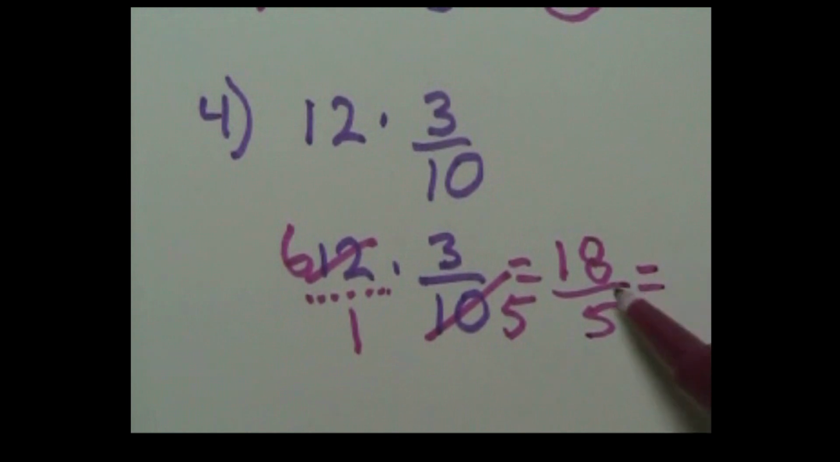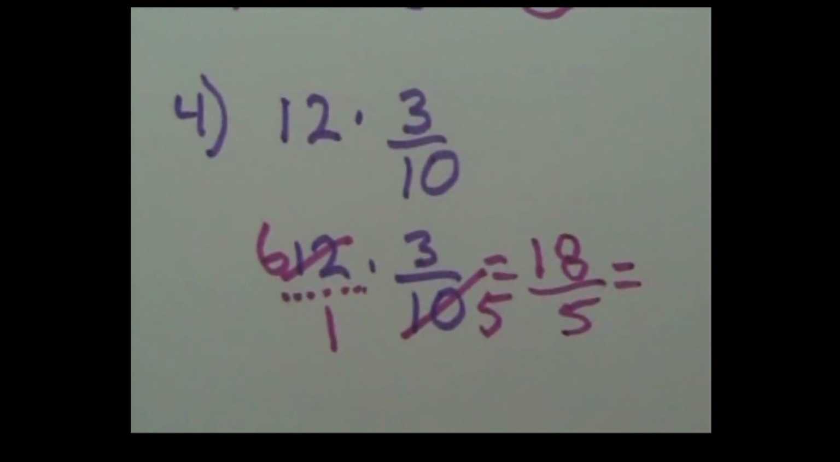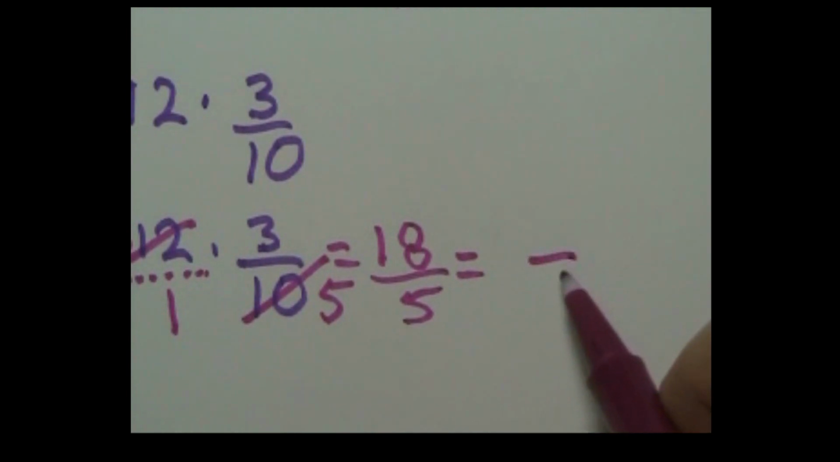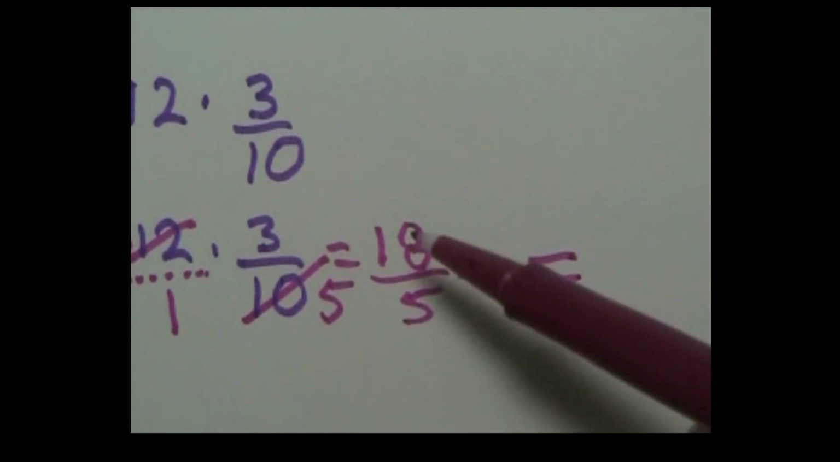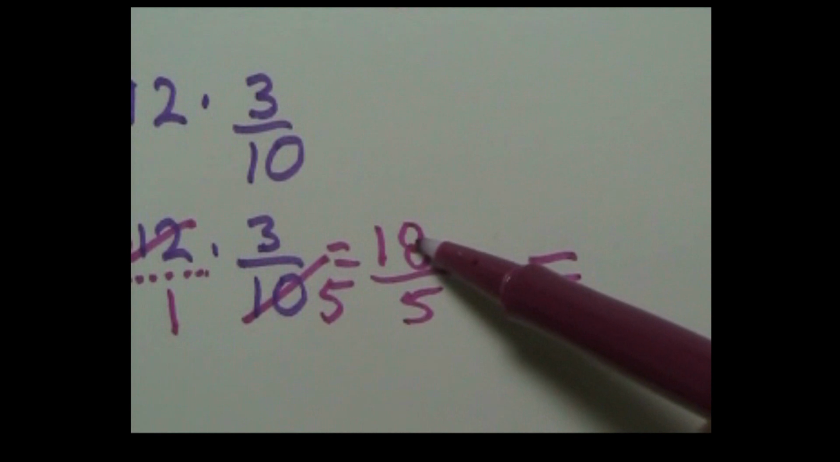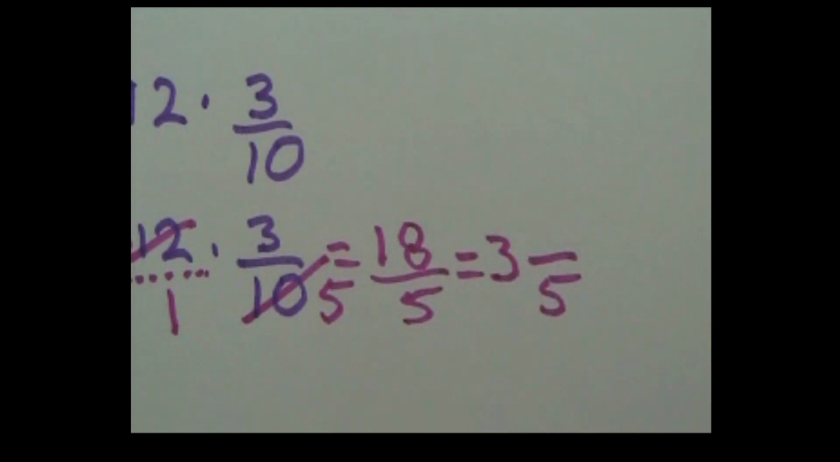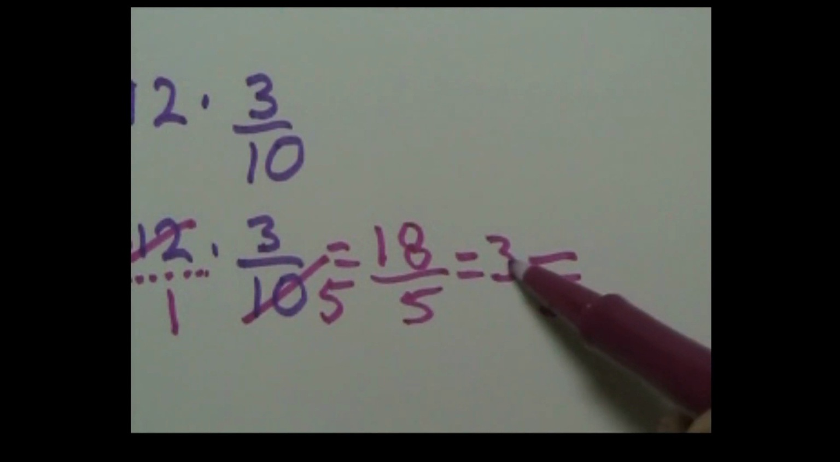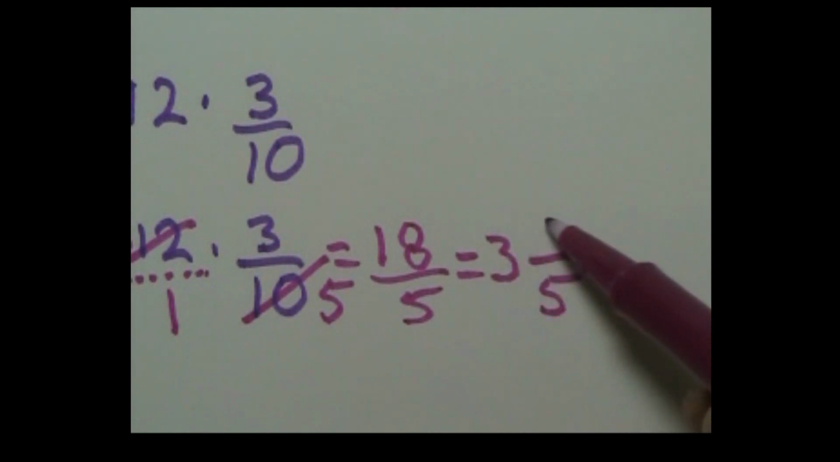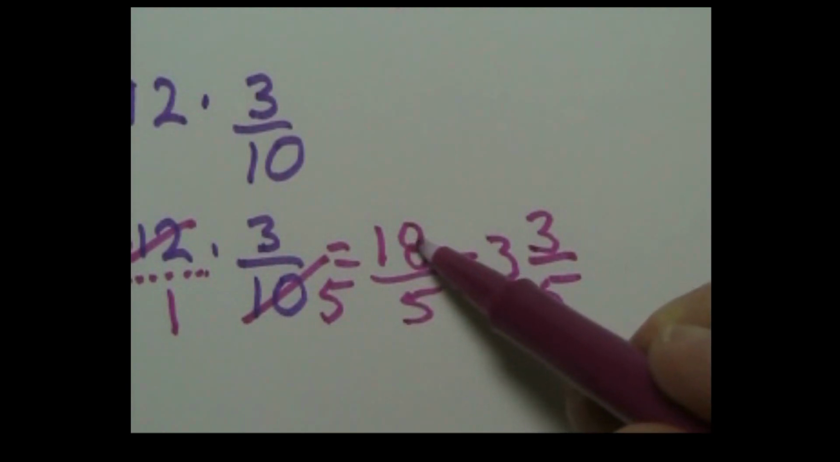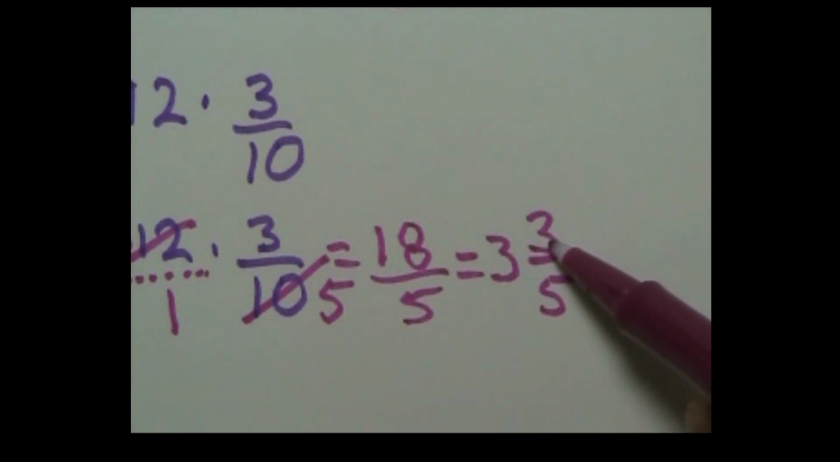And if you end up with an improper fraction, go ahead and make it a mixed number. How do we do that? Let's see, 5 goes into 18 how many times? 5 goes into 18 3 times. That would be 15. 5 times 3 is 15, and 3 more makes 18. So 5 goes into 18 3 times with 3 left over.